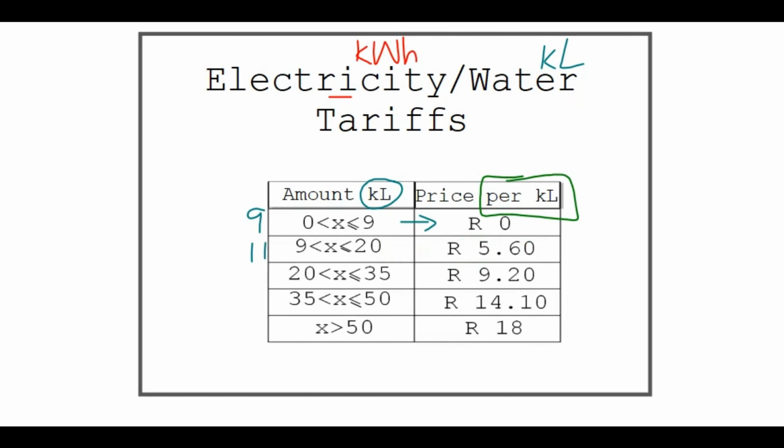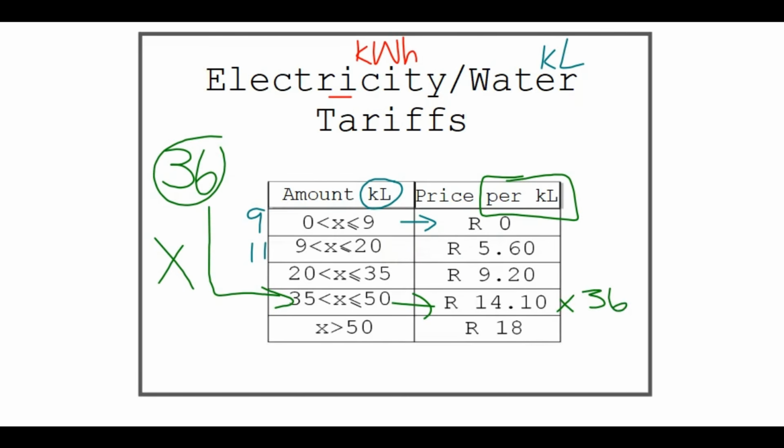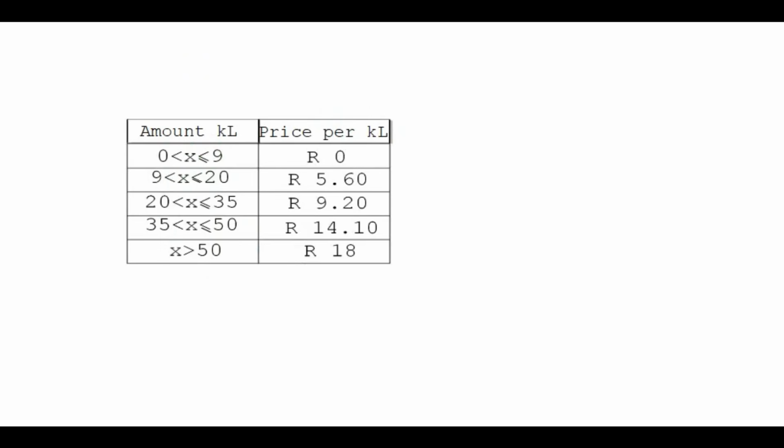And so forth. So if I say, okay, I've used 36 kiloliters this month, I do not go and look for my answer here and say, okay, it's 14.10 times 36. That's very, very wrong. Why? Because you have to start at 0. You have to start with the lowest amount, and then you go over to the next category, until you reach 36 kiloliters. Okay, that's just an introduction. Let's get to the steps.